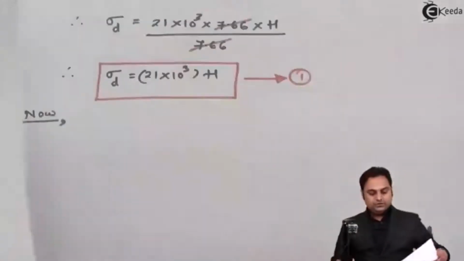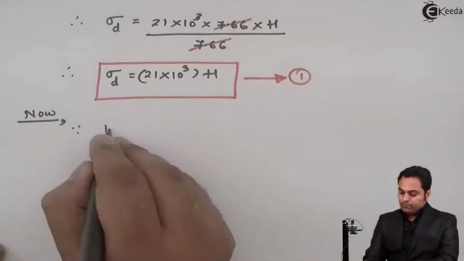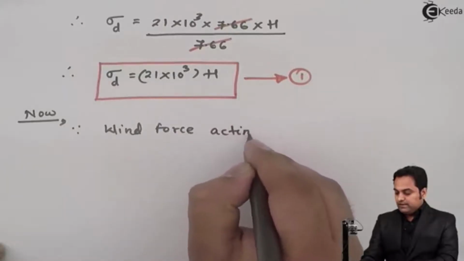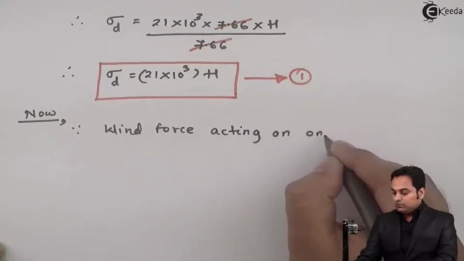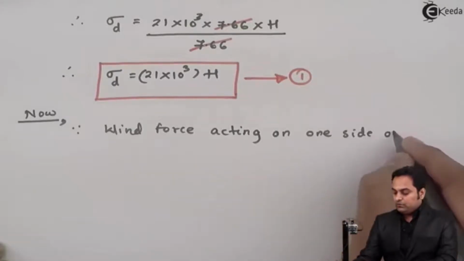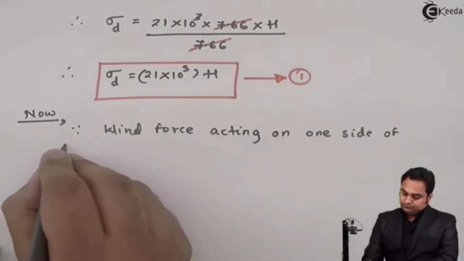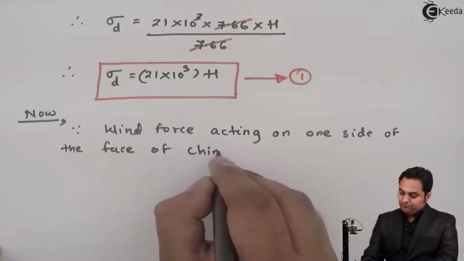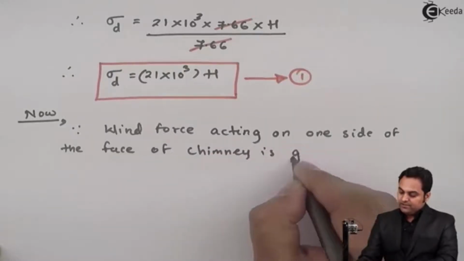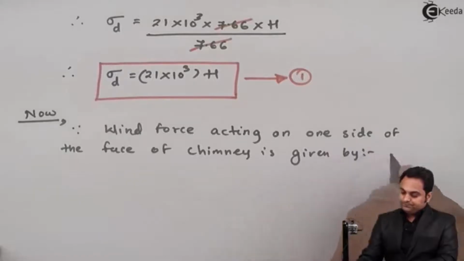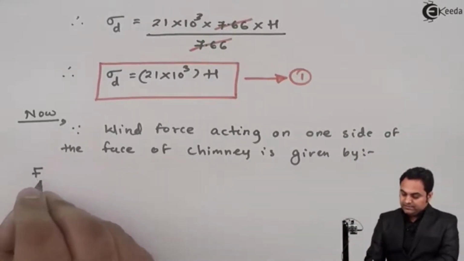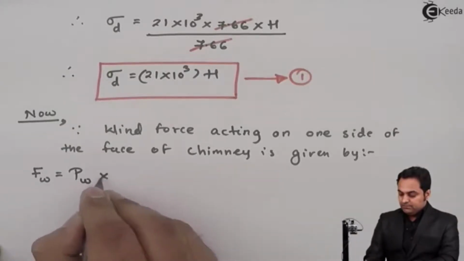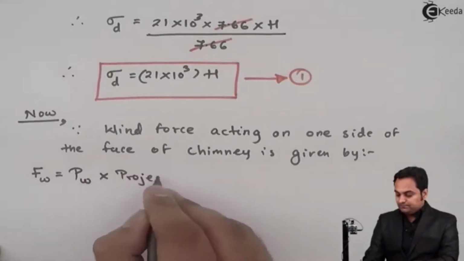We have wind pressure, so I'll say that the wind force acting on one side of the face of chimney is given by wind force, I'll denote it as F suffix W, and that is wind pressure multiplied by projected area.